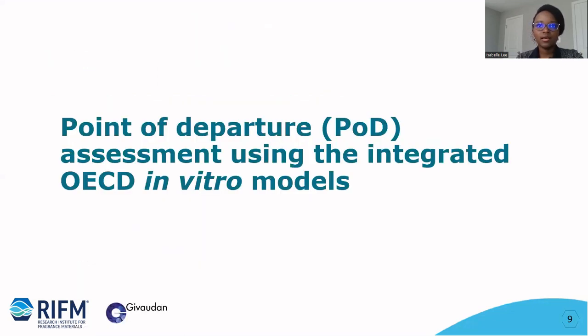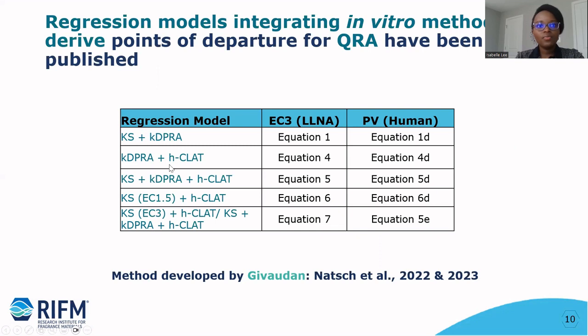So let's jump into looking at the point of departure derivation using OECD in vitro methods. So most of you are probably familiar with the OECD AOP, like I just introduced, and the in vitro methods that have been developed based on the adverse outcome pathway. And Andreas Nash took these in vitro methods, so the kinetic DPRA, looking at key event 1, the KeratinoSens assay, looking at key event 2, the h-CLAT assay, looking at key event 3, and combined their quantitative data to result in 5 different equations for predicting an LLNA EC3.